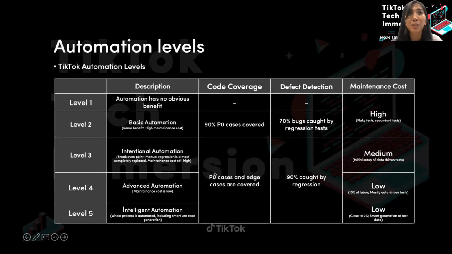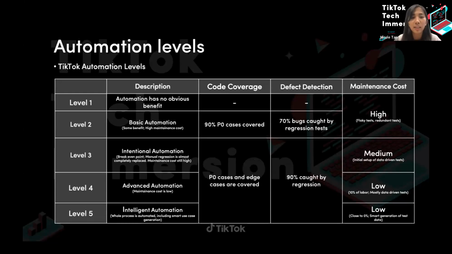Okay, so at TikTok, we actually have our own automation levels too. We have levels 1 to 5 as well. Level 1 we call accidental automation, where automation has no obvious benefit. It's more of a burden, because the cost to set up, maintain, and teach people is still high. So there is no obvious benefit to automation.